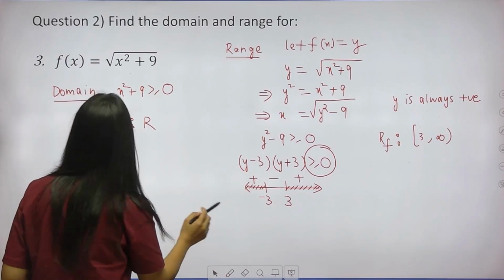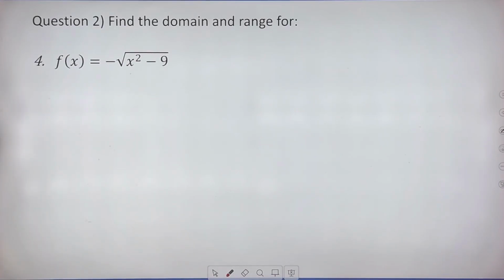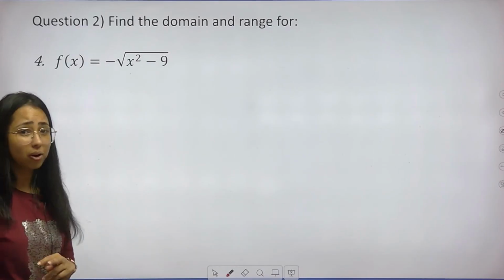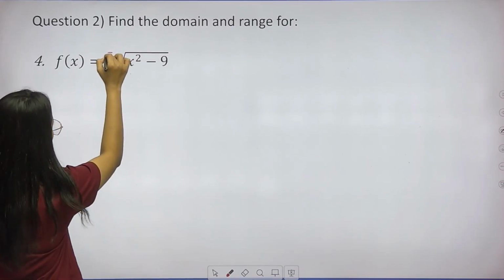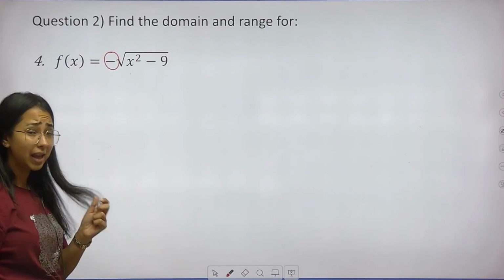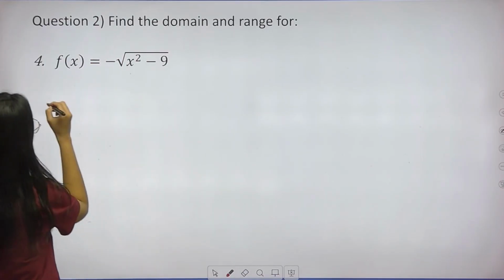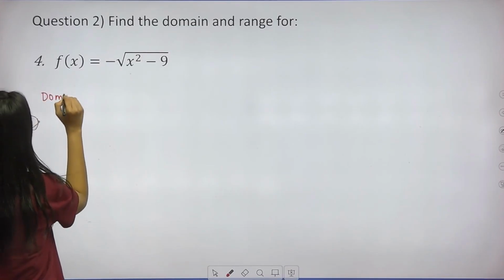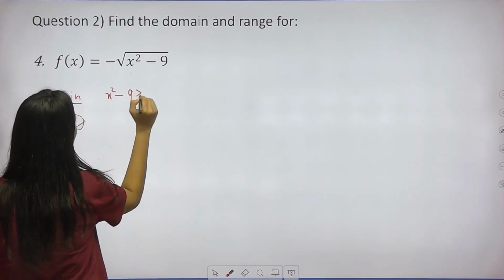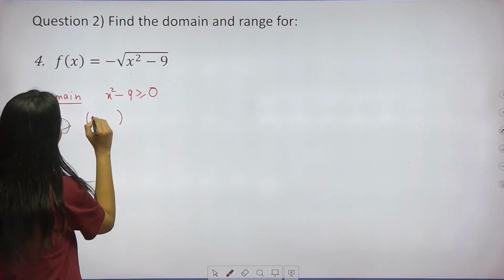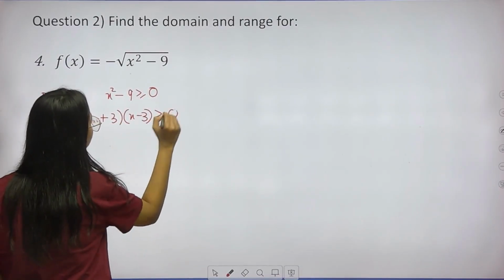All right, let's practice another question. Okay, now question part 4 of question number 2. Now here you can see that we now have a negative sign outside the root. But let's firstly find the domain. So for finding the domain, x square minus 9 will be greater than or equal to 0. x plus 3 and x minus 3 is greater than or equal to 0.